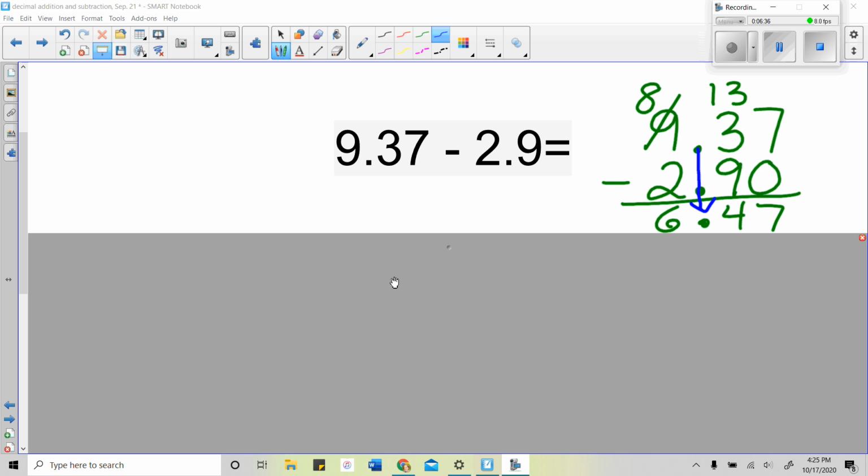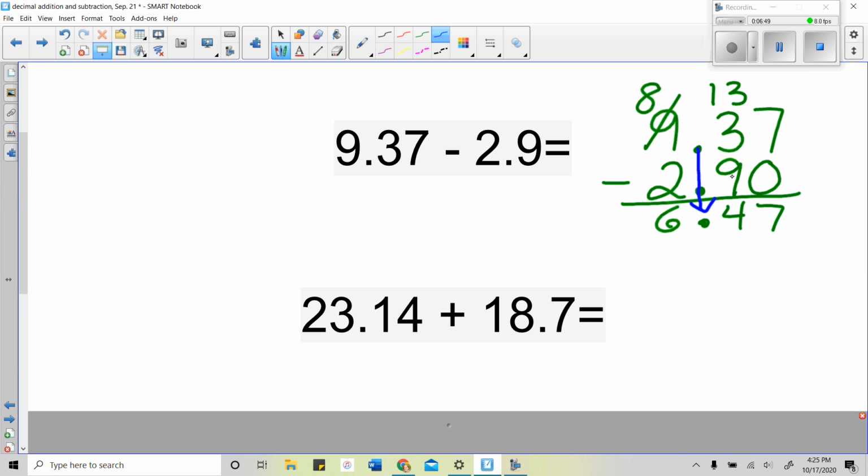How did you do? Notice we had to put a 0 on the 2 and 9/10 to make it 2 and 90/100. And then when we subtracted, we ended up with 6 and 47/100. Let's do 2 more really quickly. So write the next one down and pause to solve.